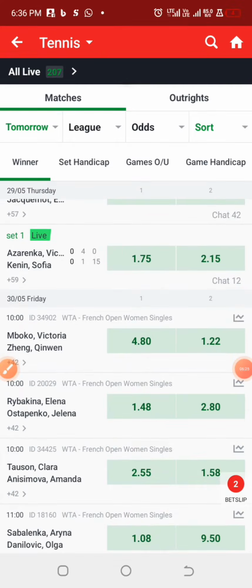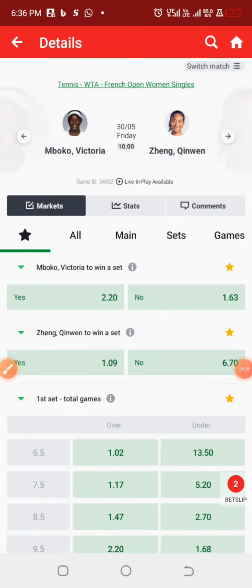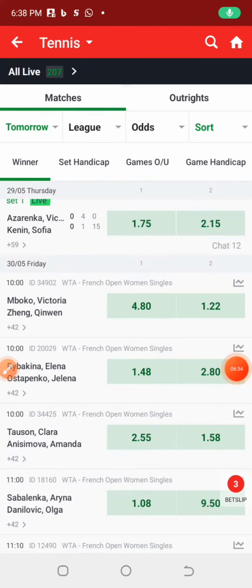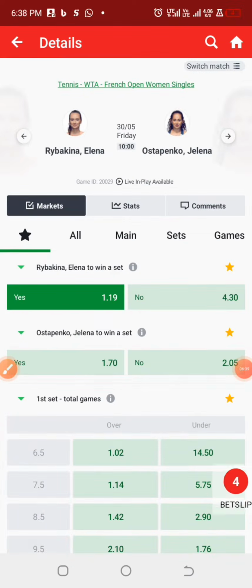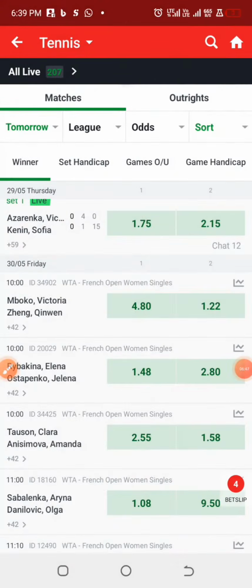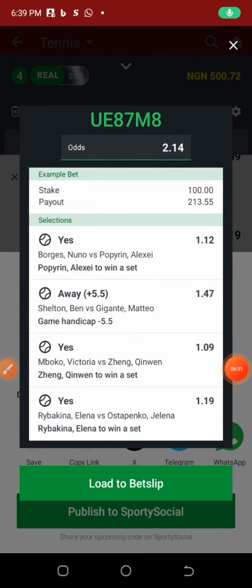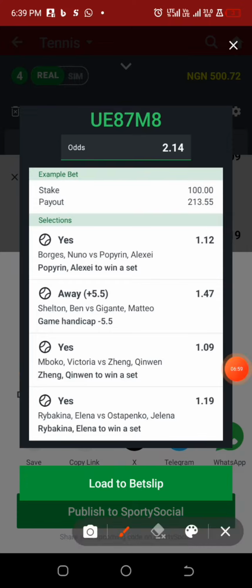Now looking into the women's league, for this match, this lady playing away is expected to win at least a set, even though the odd is very small. For the next match, the lady playing home is also expected to win at least a set at 1.19 odd. In total we now have just four games in this slip, accumulating into 2.14 odd. We have just one handicap prediction in it, and the rest are individual player to win at least a set.